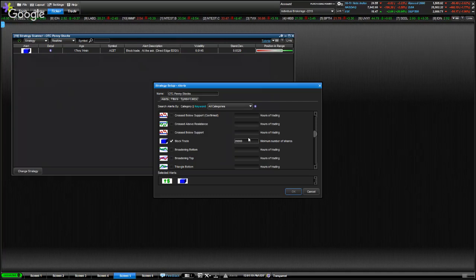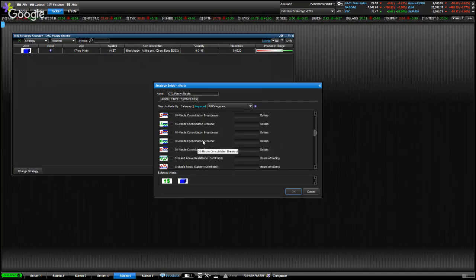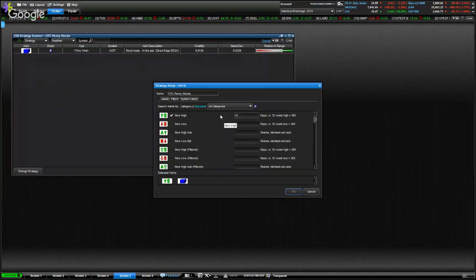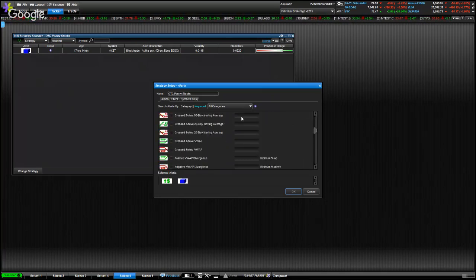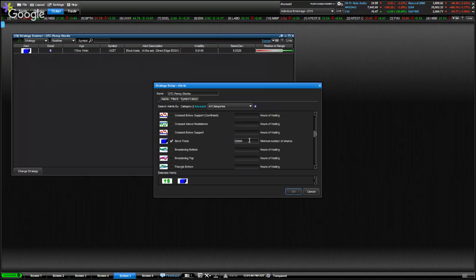Now, of course, that's not going to help if you're trading sub-penny, but I like to look for penny stocks that go all the way up to the $4 range. So those are the only alerts I pick: new high within the last 10 days, and then block trades, and I pick them at 20,000. Basically, if a stock's trading at $3, it's going to pop up on my scanner as soon as people start buying blocks of shares in 20,000 or more increments.